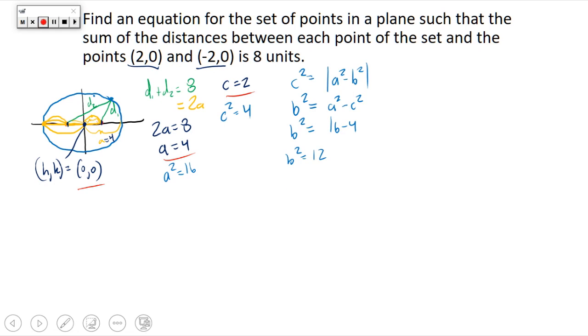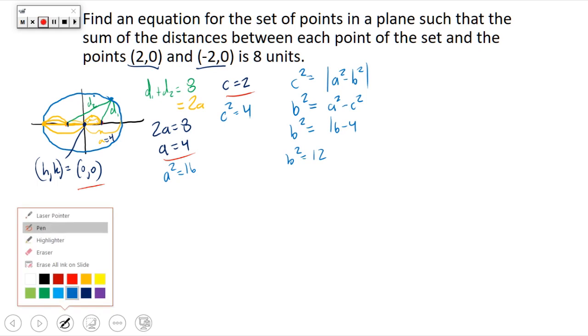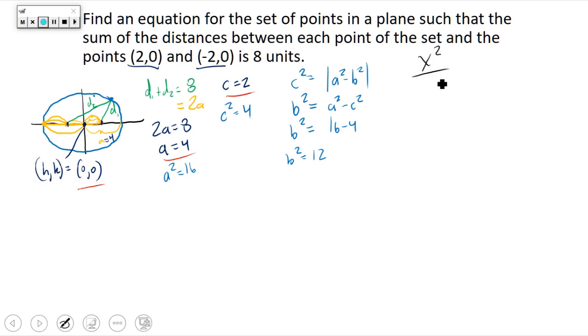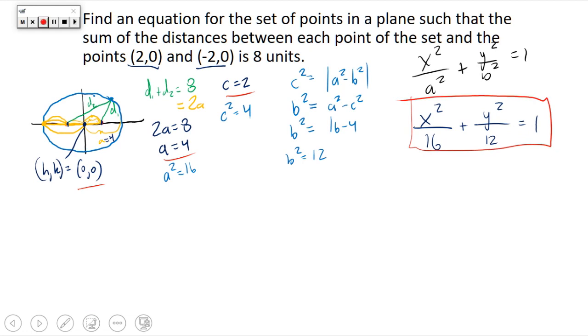And we don't actually need b, because we're going to write the equation. You'll need to recall that the equation of an ellipse centered at the origin is x squared over a squared plus y squared over b squared equals 1. So we plug in stuff we know. X squared is x squared. A squared we just said was 16, plus y squared divided by b squared, which we just found was 12, and that's going to equal 1. And that is the equation that will fit this description we got.